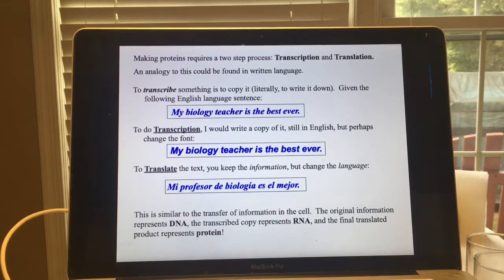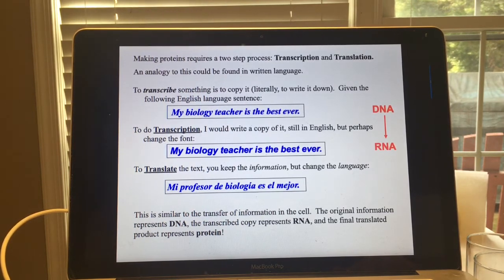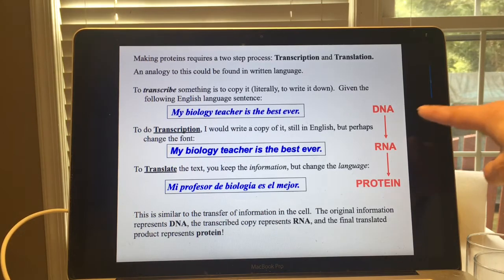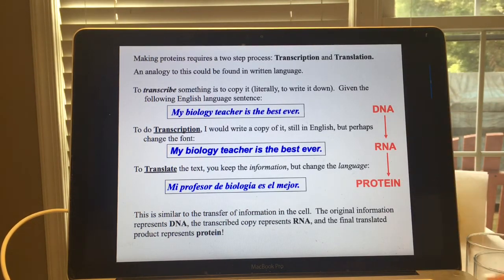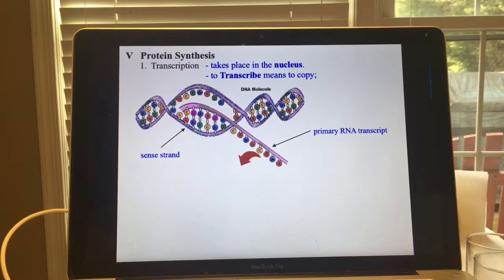Okay, so this is similar to the transfer of information in the cell. The original information is the DNA. The transcribed copy represents RNA, which stands for ribonucleic acid, and the final translated product represents the protein. So we have DNA to RNA to protein. This first process, DNA to RNA, is transcription, and then RNA to protein is translation.